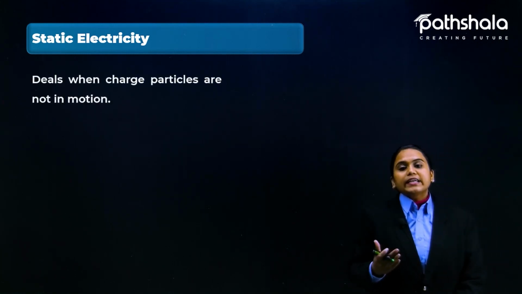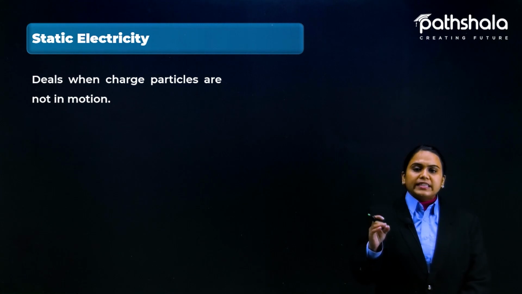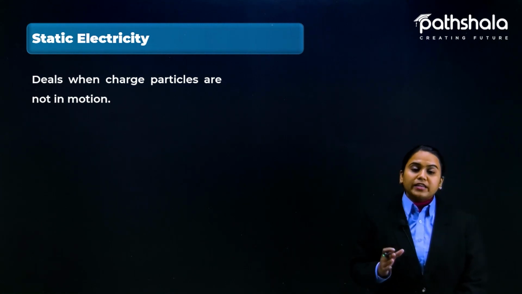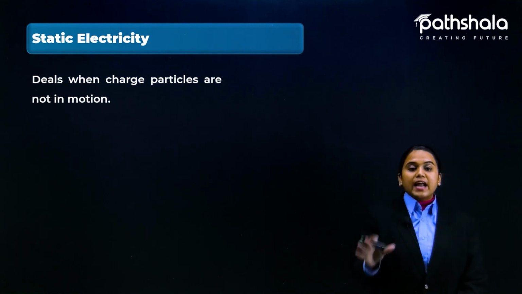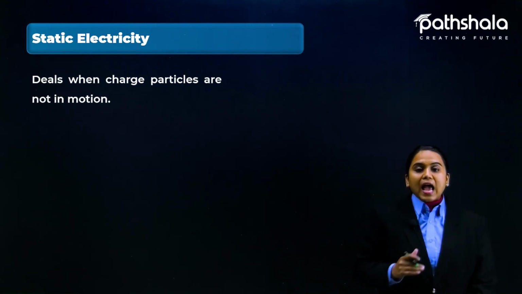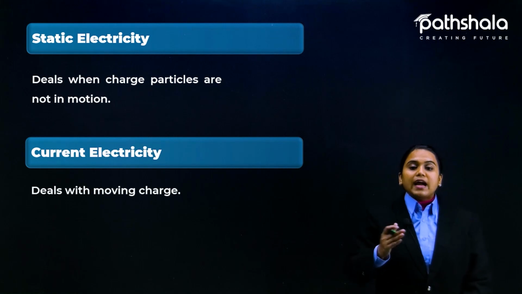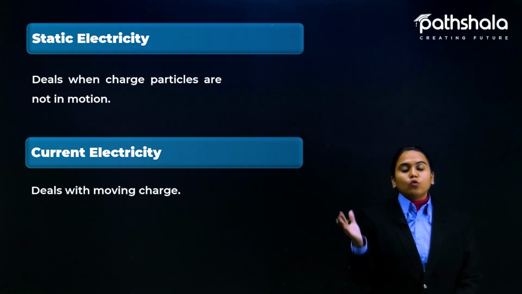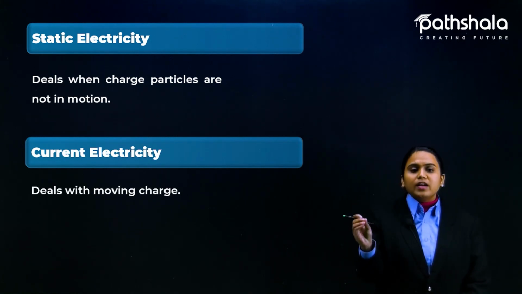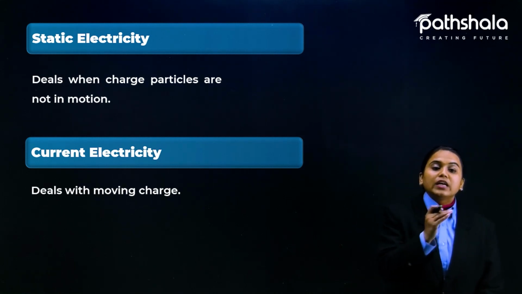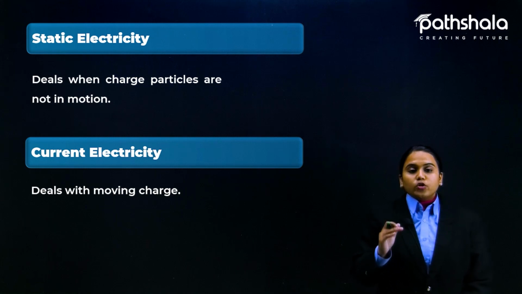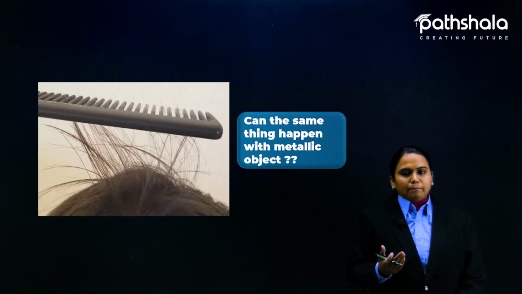Static electricity is the kind of electricity that deals with charged particles that are not in motion, that is, static. Okay, static, that is stopped. And current electricity is a kind of electricity that deals with moving charge, the charged particle, mainly the electron, moving through the conductor. Okay, so let me tell you one example.